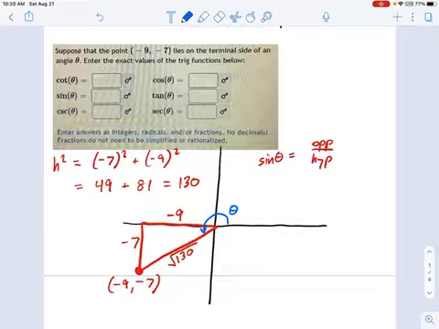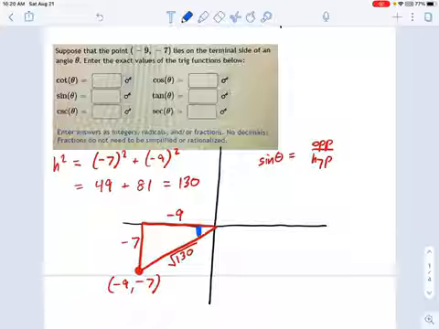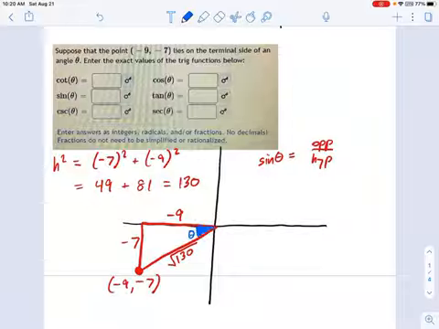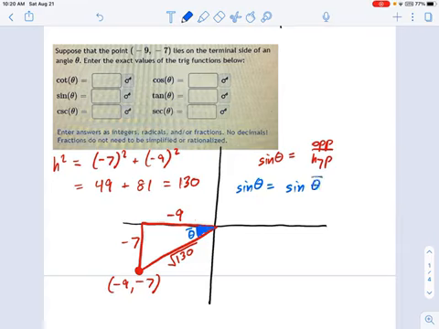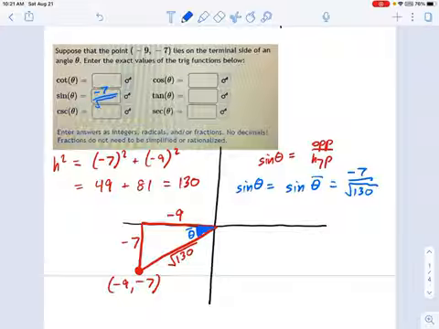So what I want you thinking about is not so much theta, but the reference angle. Remember I said in one of the previous videos, reference angles are going to be really important? Here's my reference angle. And I'm going to tell you that sine of theta is equal to sine of the reference angle. That's why reference angles are so useful. So the sine of the reference angle is opposite over hypotenuse, which is -7, the opposite of that blue angle there, the reference angle, divided by the hypotenuse, the square root of 130. So that would be your answer for sine of theta: negative 7 over the square root of 130.